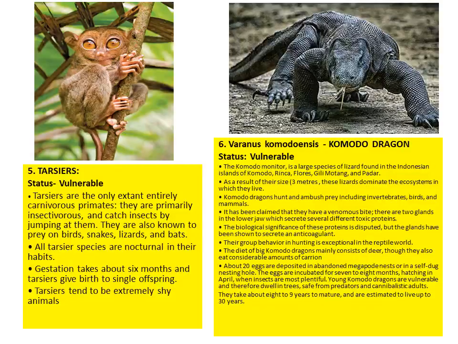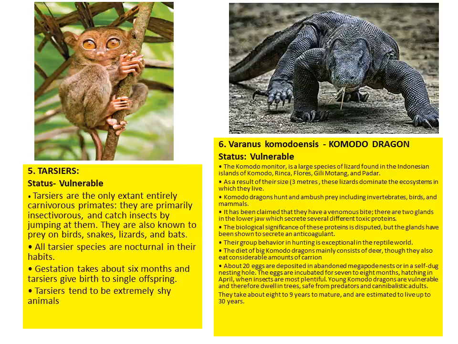Tarsiers. Tarsiers, they are vulnerable, carnivorous individuals. Look at the eyes, big eyes, that is why nocturnal. They can feed on birds, snakes, lizards as well as bats. They give birth to single offsprings. They tend to be extremely shy individuals. Then is Komodo dragon, vulnerable individual, present in the island of Komodo.